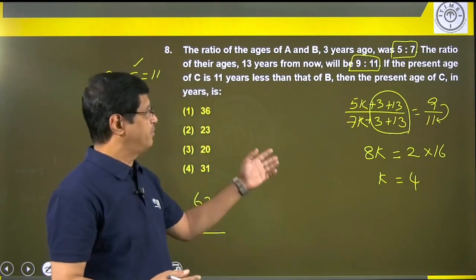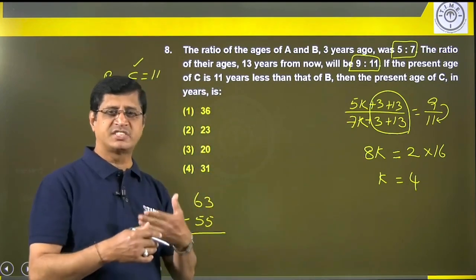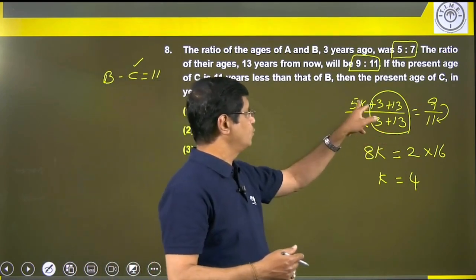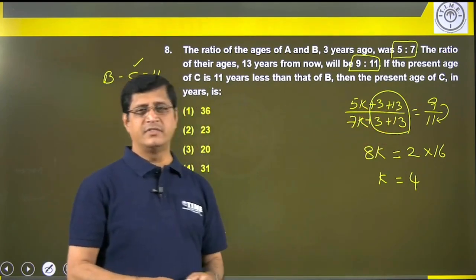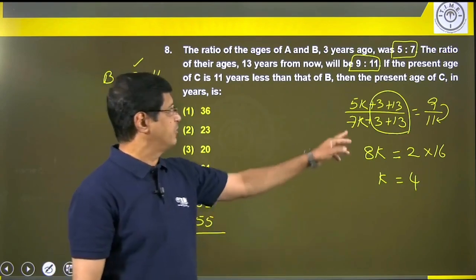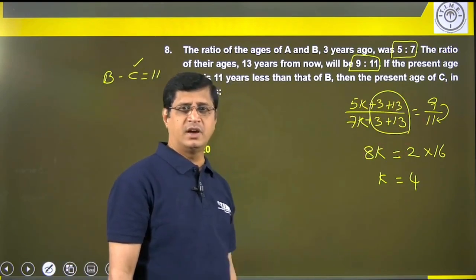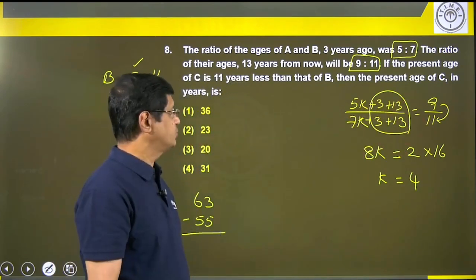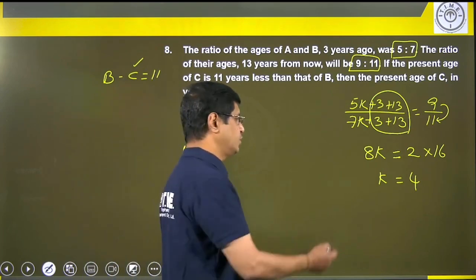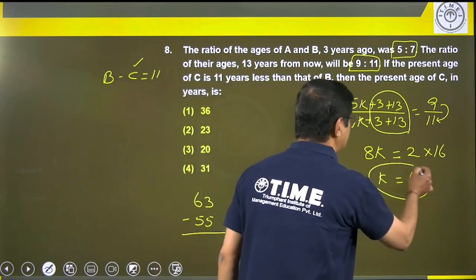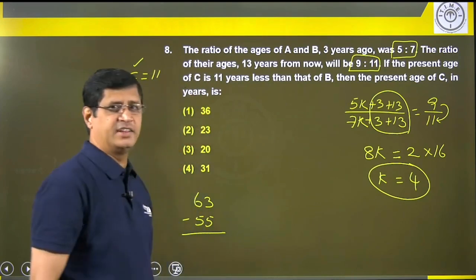Instead of doing cross multiplication, I am writing the steps directly. Observe 11 into 5, 9 into 7, the difference is equal to 8k. Now the same value is added on either side, observe the difference in the ratio, multiply with the added value, then 2 times 16. Now the value of k is equal to 4. When k is equal to 4, what is the present age of C?